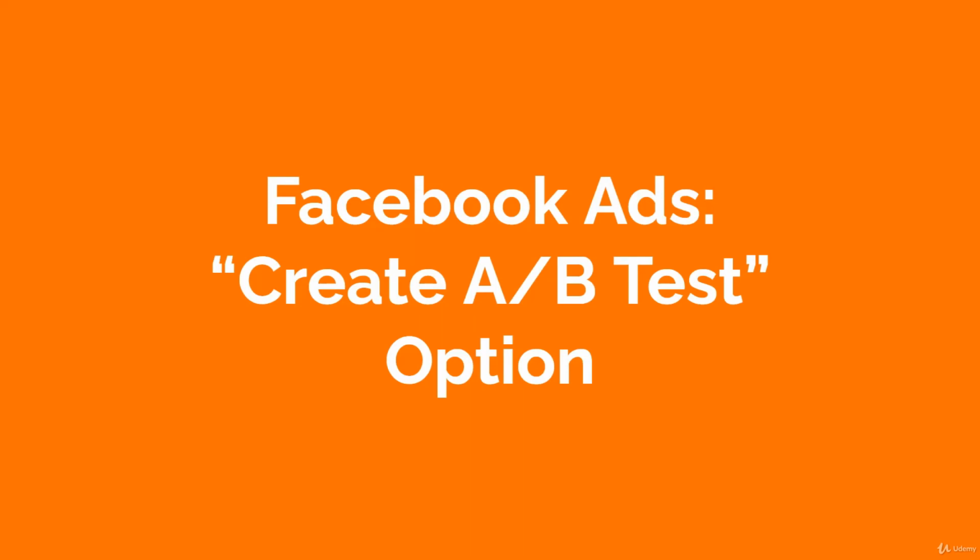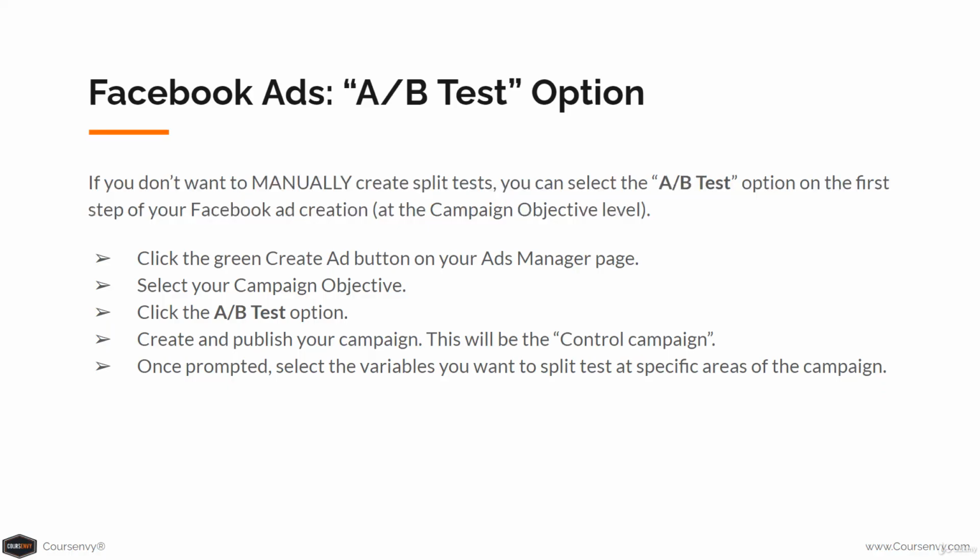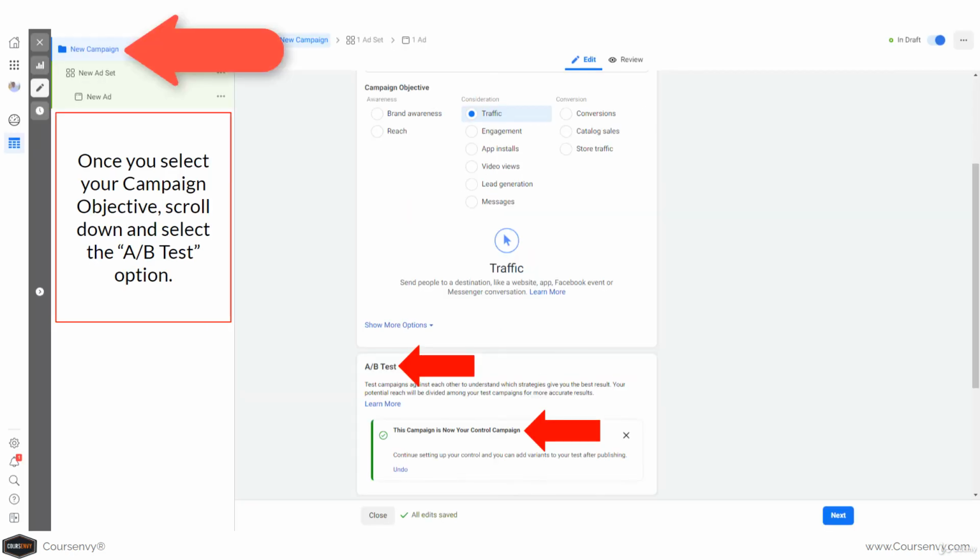Facebook ads, create A/B test option. If you don't want to manually create split test, you can select the create A/B test option on the first step of your Facebook ad creation at the campaign objective level. Click the green Create Ad button on your Ads Manager, select your campaign objective, then toggle on the Create A/B Test. Select the variables you want to split test at specific areas of your campaign. So here we are on the campaign level. We selected our campaign objective and then scrolled down, toggle on the Create A/B Test.